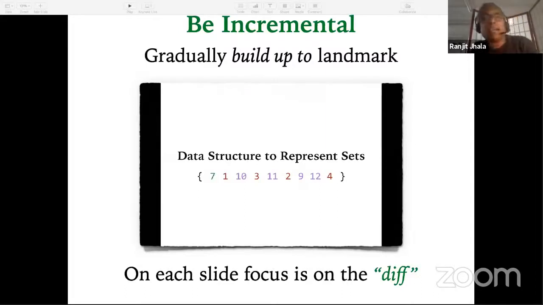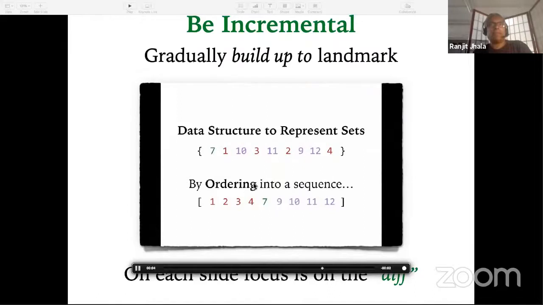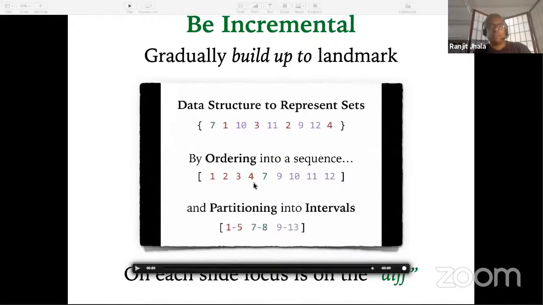Okay, so let's see how the slide focus is going to be on the diff. So here was my data structure to represent sets. Let's see what's going to happen. It's going to move up. You look at that bit, then you look at that bit, partitioning into intervals. At each point, the transition is what you're focusing on. So there's a lot of stuff on this slide, but at each point, what you were supposed to focus on is just the particular diff.